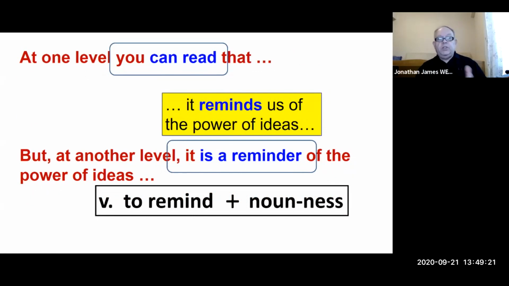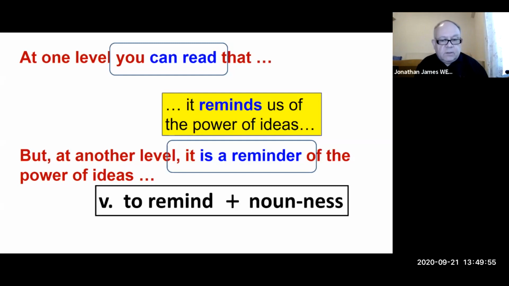At one level, you can read that. What's read? Read here is more mental. It's more, you can understand that. You can perceive that, right? It's mental. And it's modified also by some modality. It's a possibility that you can understand this that way.